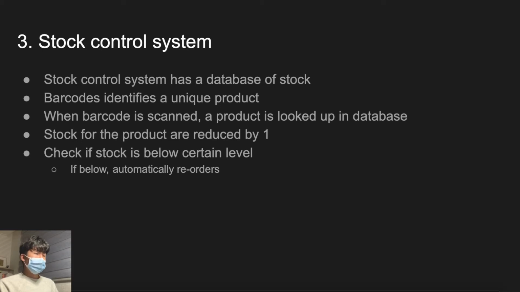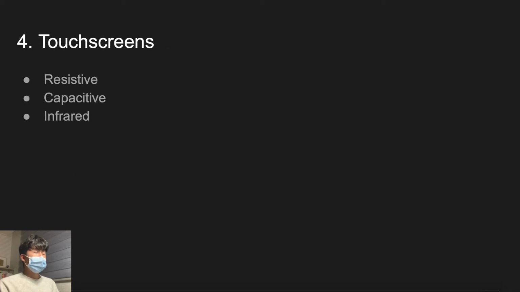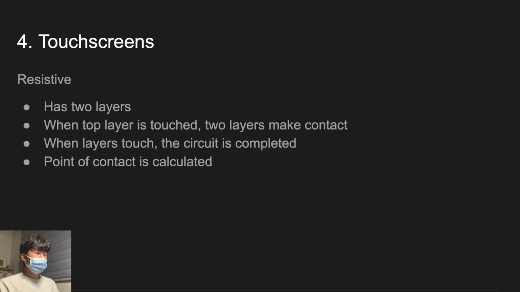Now we're going to look at touchscreens. Touchscreens are divided into 3 categories: resistive, capacitive, and infrared touchscreens. Starting with resistive touchscreen, it has 2 layers, and when the top layer is touched, the 2 layers make contact. When the 2 layers make contact, the circuit is completed, and the point of contact is determined where the circuit is completed in a certain spot.